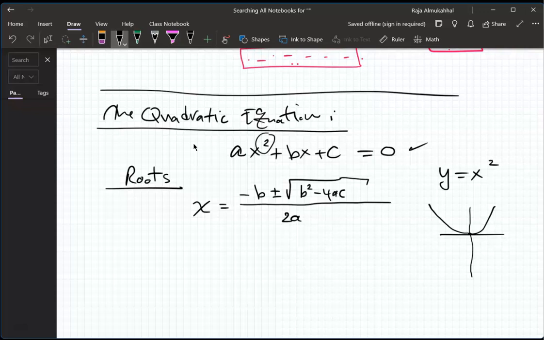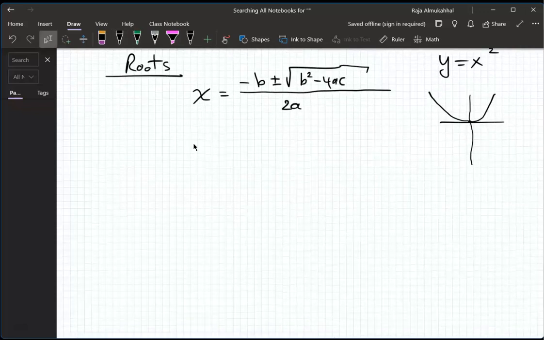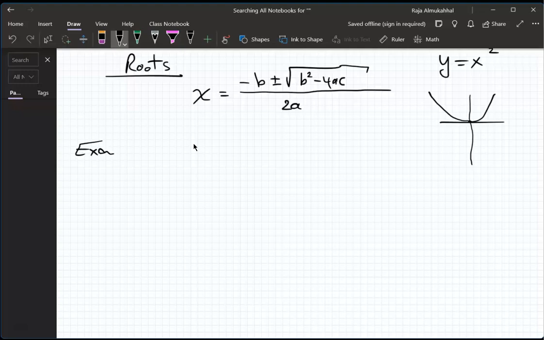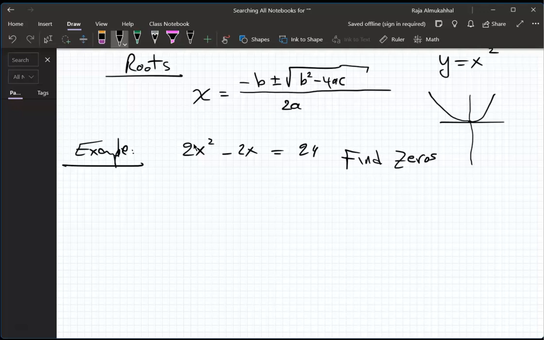Let me give you a quick example, to show you how that works. So let's say I have 2x squared minus 2x equals 24, and then find the zeros. The word zeros means find the roots. That's another word for it, okay? Or find the x-intercepts. All these words, zeros, roots, or x-intercepts, basically have the same meaning.